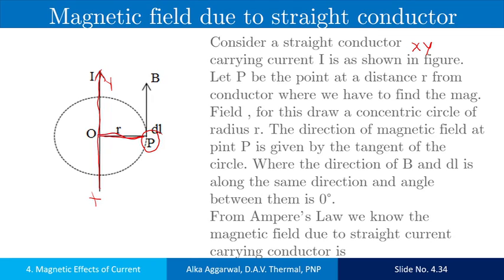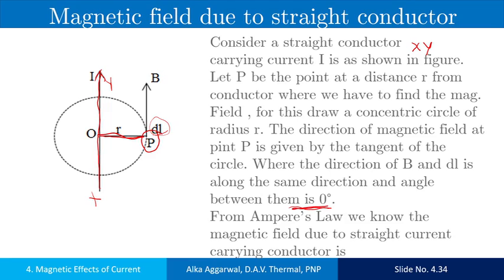To find out the magnetic field at the point P due to the conductor XY, consider a concentric circle whose center passes through the wire. The magnetic field at the point P is in the tangential direction and is in the direction of the current element dl, so that the angle between them is 0.